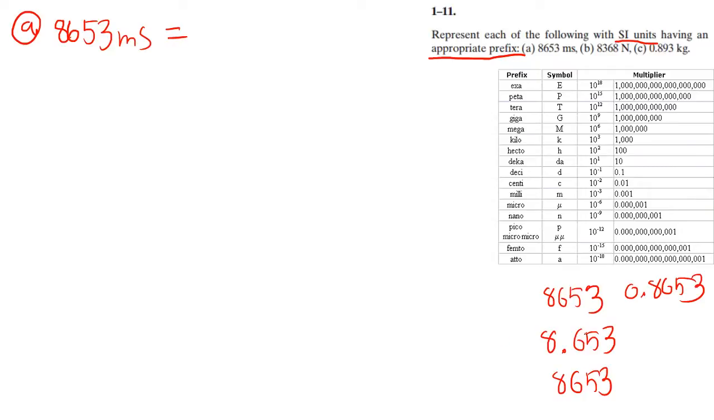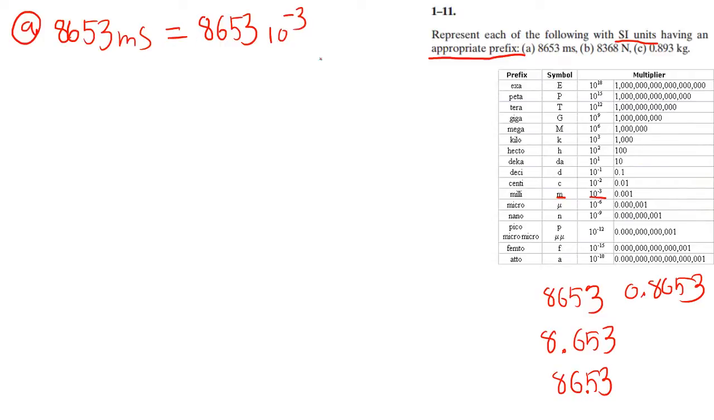We want to orient the number. Oh, whoops, excuse me. The decimal is supposed to be right here. We want to orient the number somewhere around the leftmost number, so it's easier to work with. So the first one, let's write this down again, 8,653. And like in questions 1-1 through 1-10, you can just replace the symbol here with the multiplier. So we're just going to do that. The milli symbol, we find that guy over here, m, 10 to the negative 3. So we can just replace that.